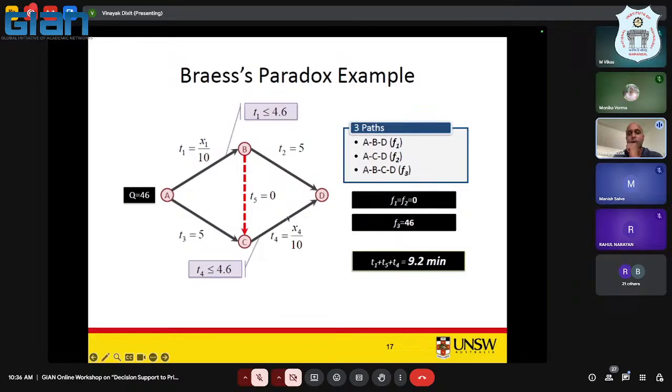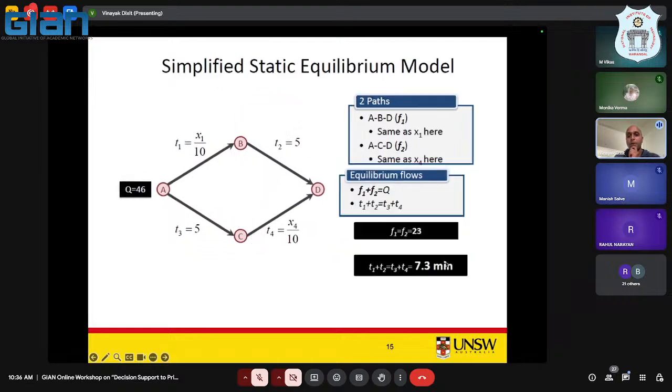If you look at this, this is 4.6, which is less than 5. And this is 4.6, which is less than 5. So there's no reason why anybody will change their routes, right? So this will be 4.6 plus 5, which is 9.6. And this is 5 plus 4.6, which is 9.6. And this one is 9.2. So now what you've done is, by just building a new road, you have increased the congestion to 9.2 from 7.3.